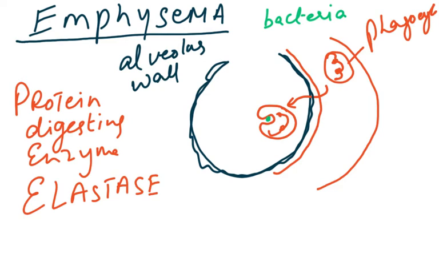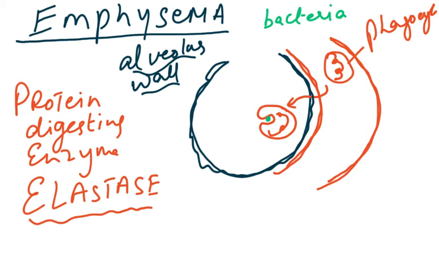So this is the alveolus, and this is the alveolus wall, which I've drawn in black. And this is the capillary wall, which I've drawn in red. I've drawn it a little larger, but this is just a diagrammatic view of it. So the phagocytes leave the blood, and phagocytes are white blood cells that remove bacteria from the body. Now to reach the lining of the lungs from the capillaries, phagocytes release the protein digesting enzyme elastase. So for the phagocyte to come out of the capillary and start to engulf the bacteria present inside, this enzyme elastase is released.